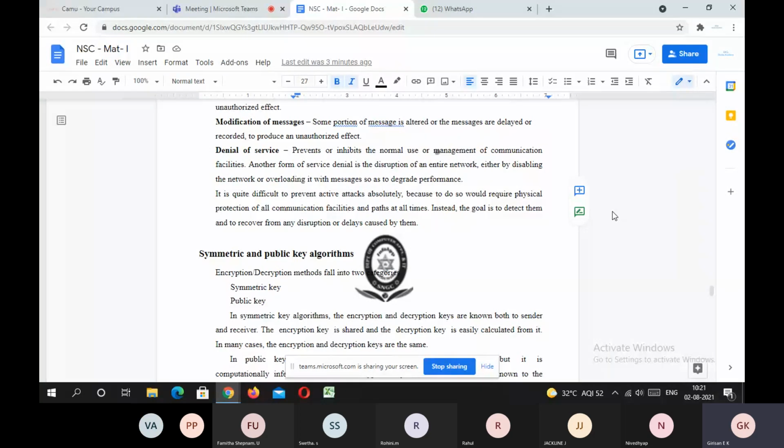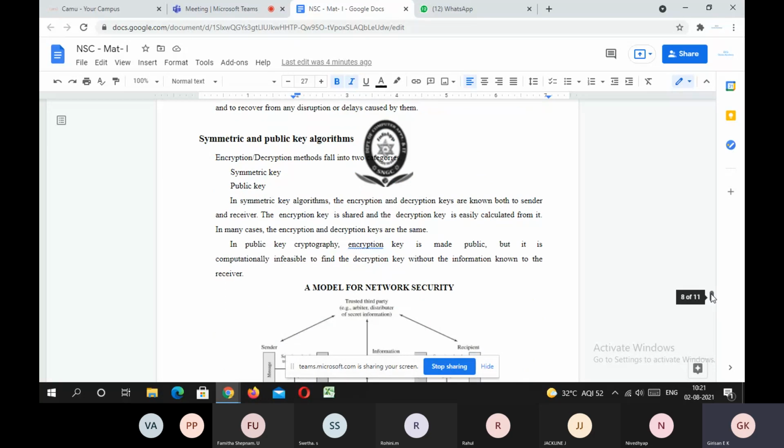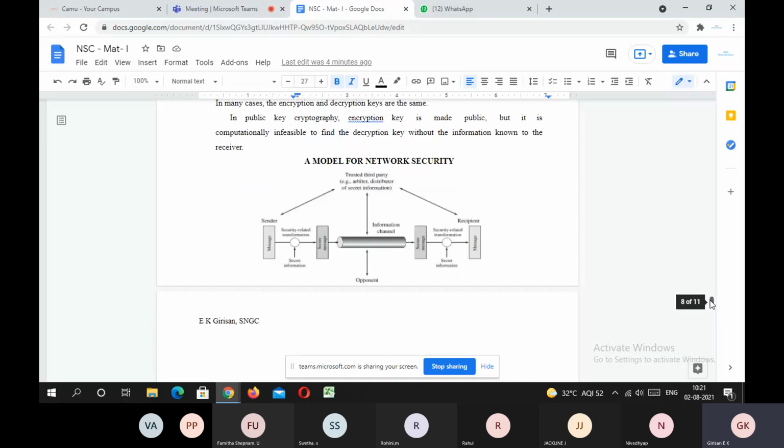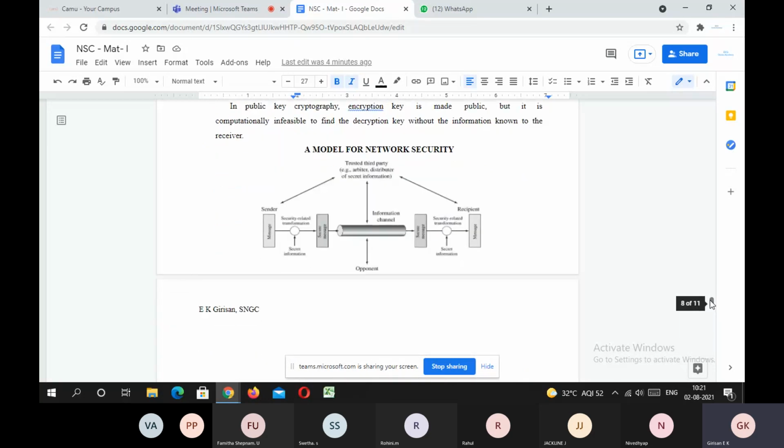So we classify the algorithms based on the key. The key forms the primary and most important factor of cryptographic algorithms. Can you all understand? Based on the key only, the algorithms are classified into two kinds. One is the symmetric algorithm, the other is the asymmetric algorithm. So what do you mean by a symmetric algorithm?